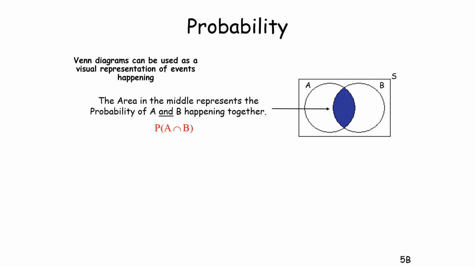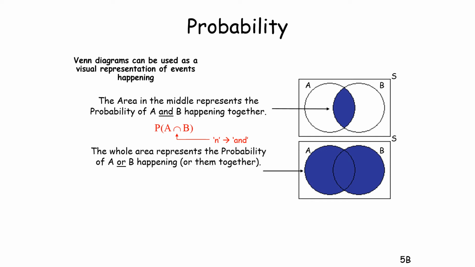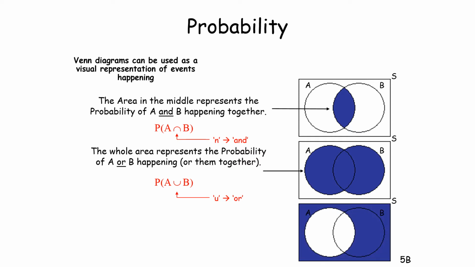Another way we could write this is P bracket A intersection B. That's what the curved N shape means, and or intersection. Here, if all of this is shaded, A, B, and the intersection, we say this is the probability of A or B happening. The way we could write this is P bracket A union B. The union here represents everything that's shaded.